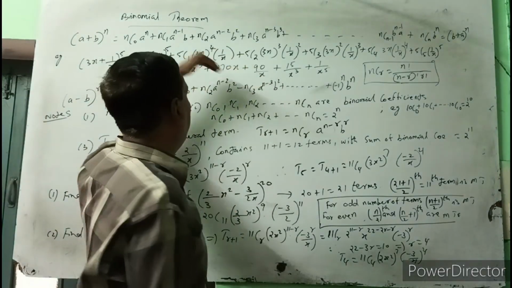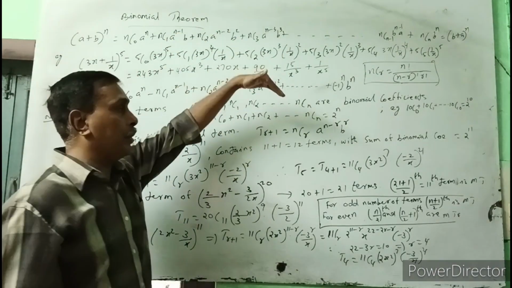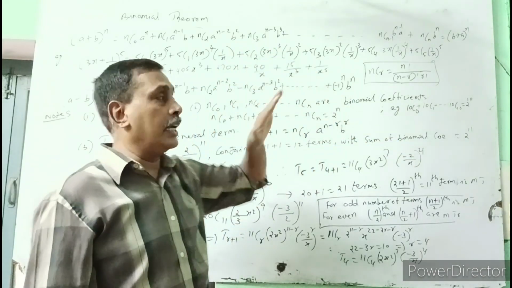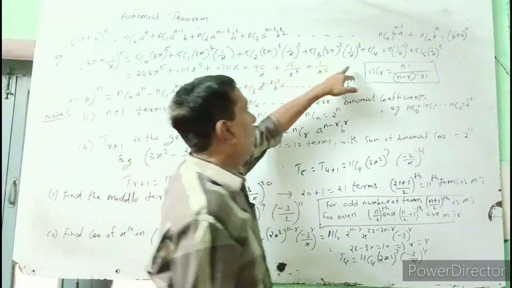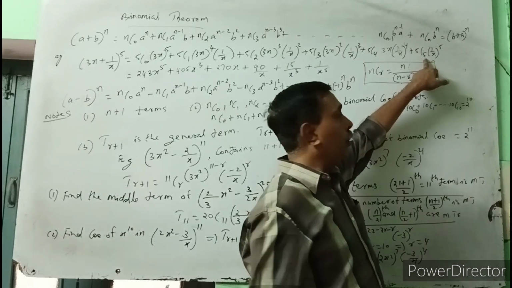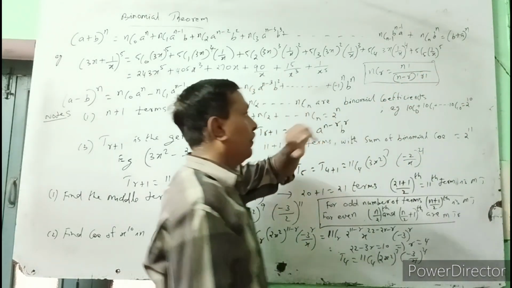Then again do the same: 5C2, first term with one more power reduced, the other power increased. First power reduces and second power increases. Like that, if you are going, the last term will come 5C5. 5C6 is not defined. The answer is 5C5 into (1/x) whole raised to 5.